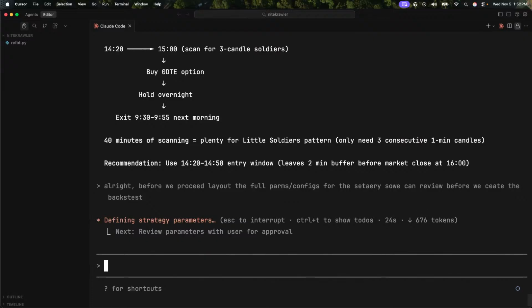Now, the reason we don't want to create bias is because we're creating algorithmic code, right? All an algorithm is just a set of instructions and rules. So I want to make sure that these instructions and rules can be applied across years, not necessarily across different markets or different regimes. The regime we're going to be looking for is very specific. We're looking for that 3-candle, the three little soldiers movement.